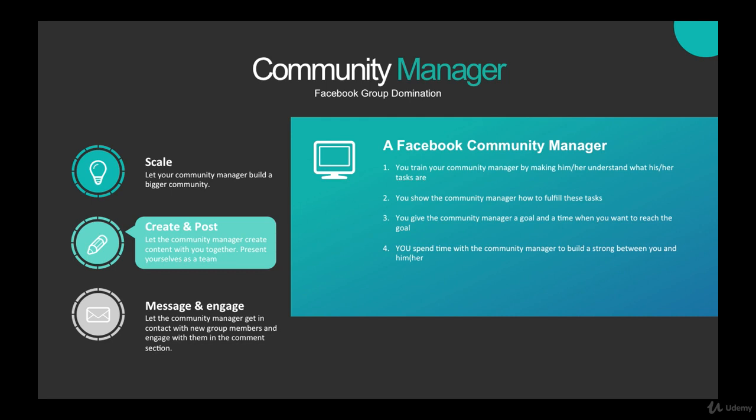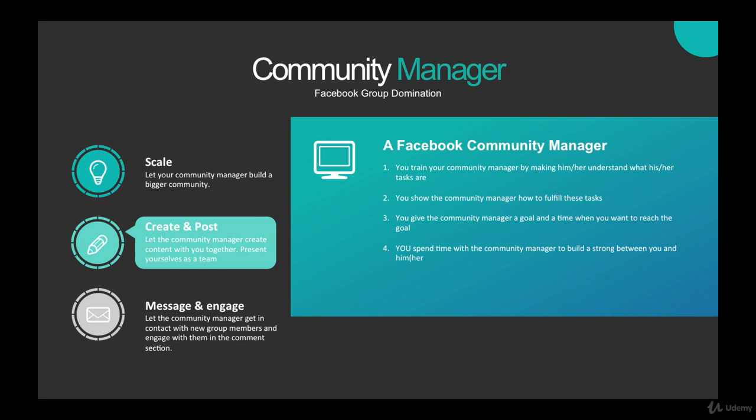Then number three, you give the community manager a goal and a time when you want to reach the goal. So basically, for instance, if you say, well, I want to have 10,000 group members and I want to reach that goal in the next 6 months, then of course you try to divide that goal into many small steps, and you want to make sure that every single day, let's say you're adding 100 new people, so then in 10 days you have, let's say, 1,000. Then in 100 days you have, let's say, well, that would actually be 3 months, but then you have around, let's say, 10,000 people inside the group. So this is always something that I'm very passionate about. I always want my group to grow. I always want my community manager to know exactly what he or she needs to do.